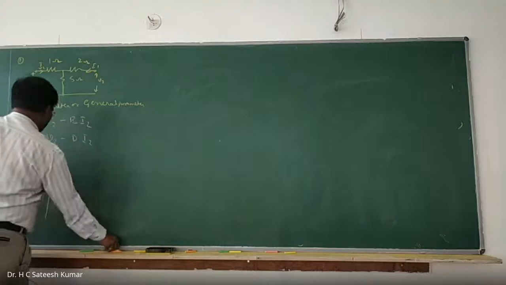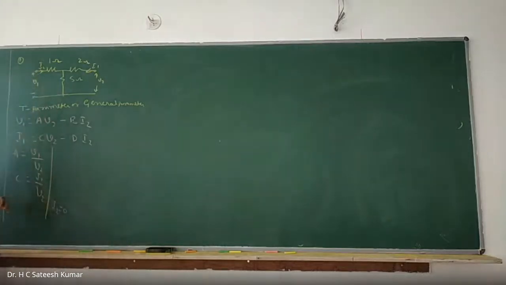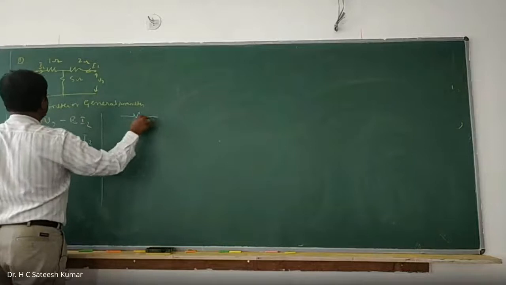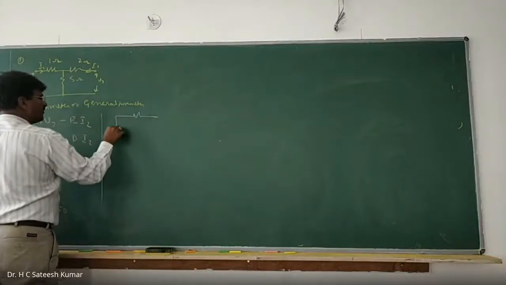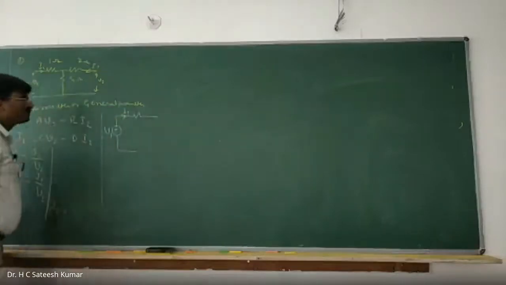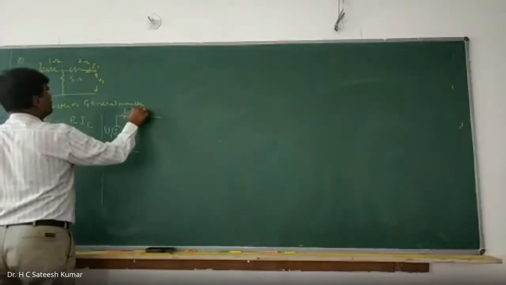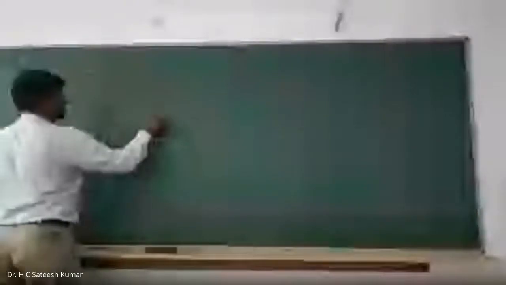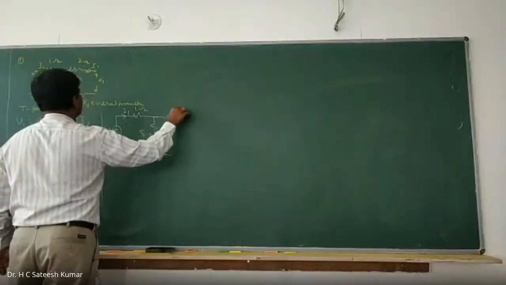How will you do that? Current 0 means what? It should be open circuited. I2 equal to 0 means the output port is open circuited. So therefore, write down: connect the power supply whose voltage is V1. This current is I1. And this is 1 ohm, and this is a resistor 5 ohms, and this resistor is 2 ohms.